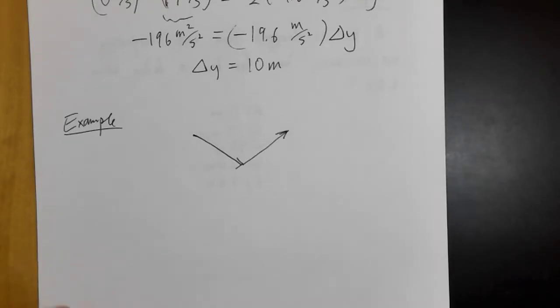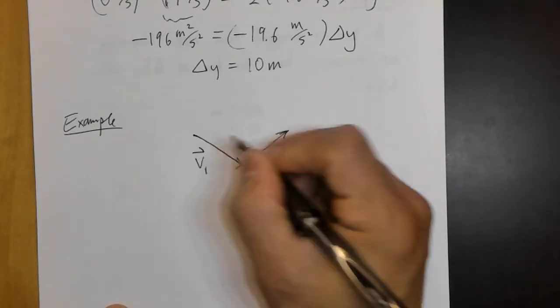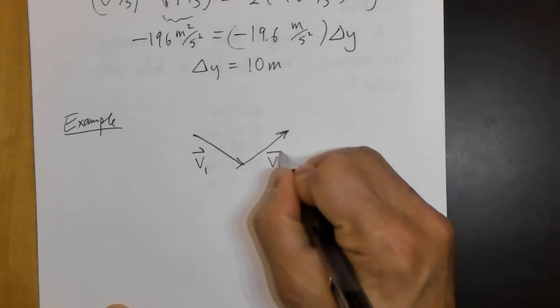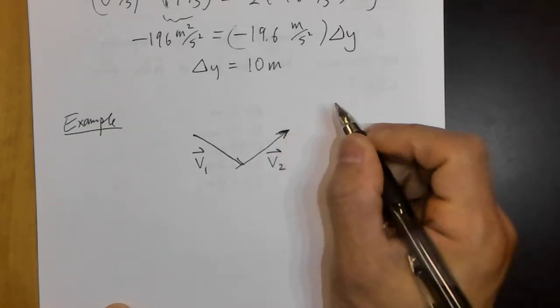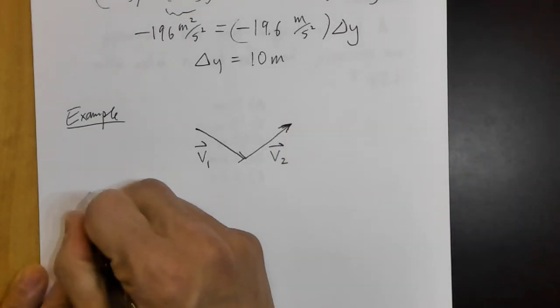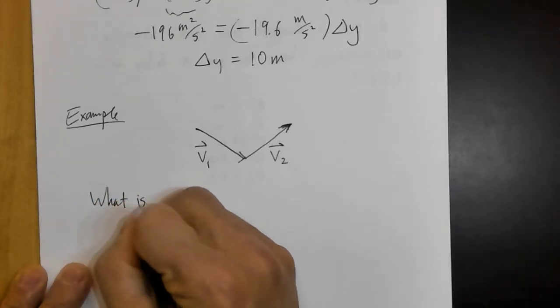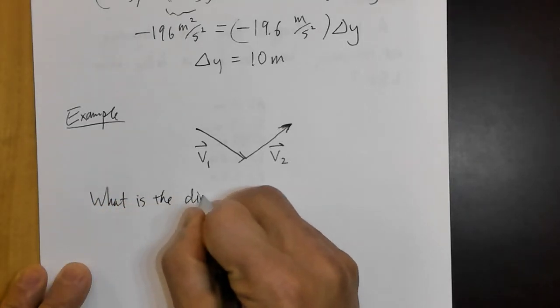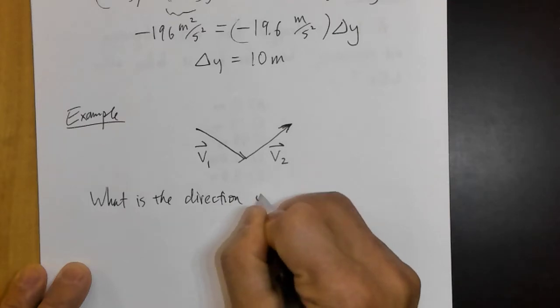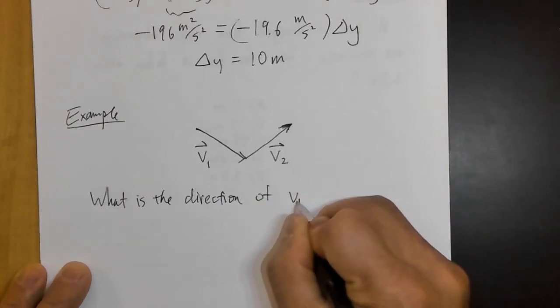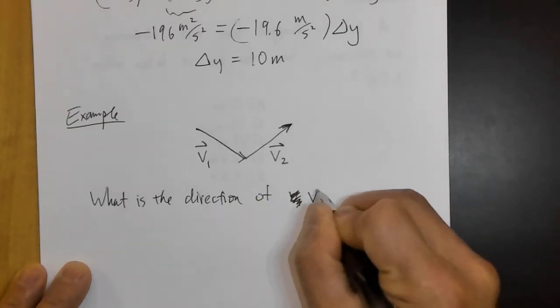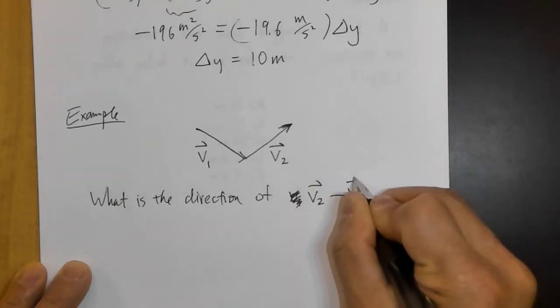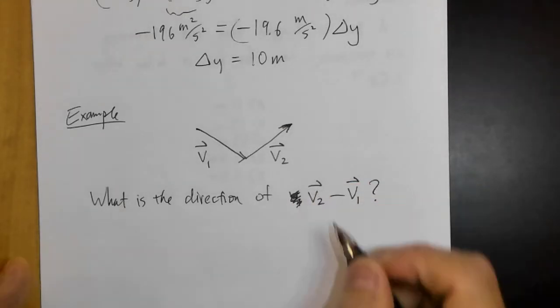Okay, it's a pretty straightforward problem. We have V1 like this and V2 like this, and I drew it to scale, everything's to scale. The question is, what is the direction of V2 minus V1? Okay?